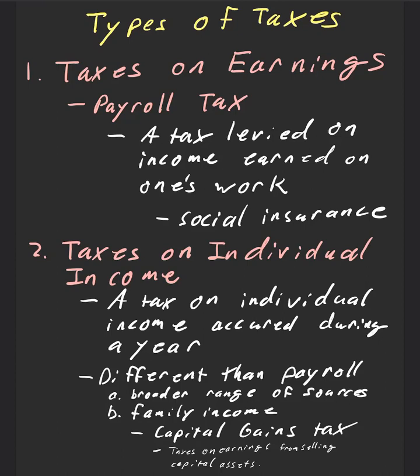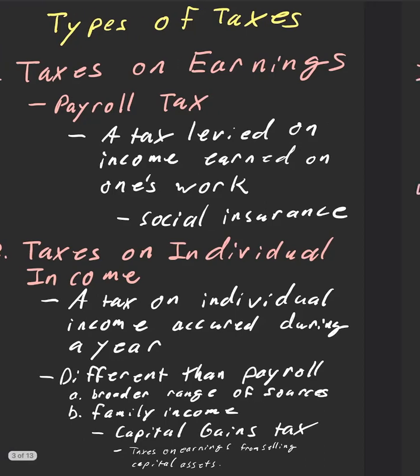The second type of tax is a tax on individual income. So this is a tax on individual income accrued during a year. This is different than payroll taxes. This is what you think of when you actually think of the income tax. And it's different than the payroll tax because it covers a broader range of sources, and it covers family income. And it does that, one example, is through the capital gains tax, which is a tax on earnings from selling capital assets.